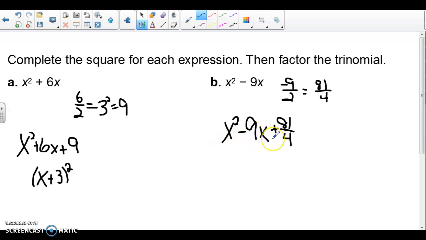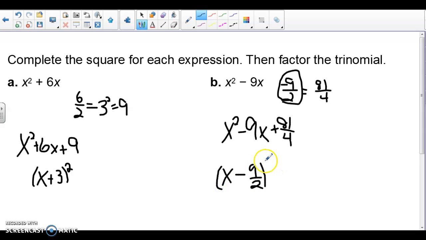So now if we want to factor this, you might be saying to yourself, well, how in the world am I going to know what two numbers multiply to 81 over 4 and add to negative 9? Well, it's simple. This is what multiplies to a positive 81 over 4. And then if you add it, it adds to negative 9. So you just have negative 9 over 2. So to factor it, you have x minus 9 over 2, squared. And that's not a coincidence. That will happen every time.